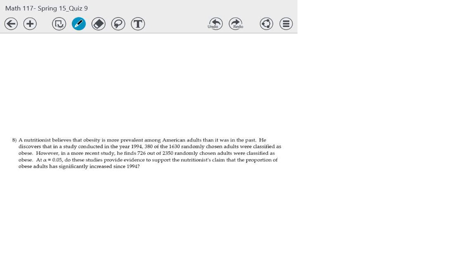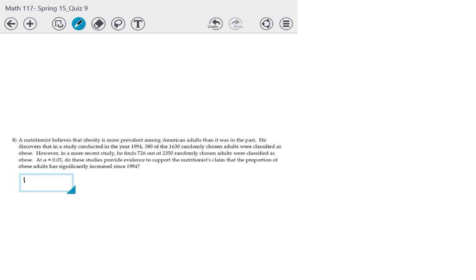So first thing we need to notice is that this is a hypothesis test for proportions, not sample mean. Okay, so when we're writing our hypothesis, we should not say mu, rather we should say p, right? This is a hypothesis test for proportions. You have to recognize that while reading the question. We're talking about the proportion of obese adults in 1994 versus the proportion of obese adults in more recent years.